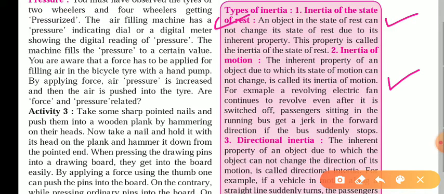Then the second one, the inertia of motion. An object tries to remain in the same state of motion. The inherent property of an object due to which its state of motion cannot change is called its inertia of motion. We have already taken that example: the bus is moving and you are standing inside, the driver suddenly applies the brake, and we lean forward. It is because our body tries to remain in the same state of motion, and that is called the inertia of motion.